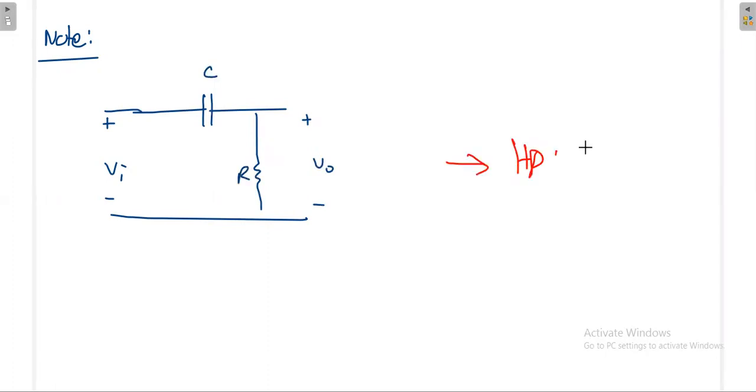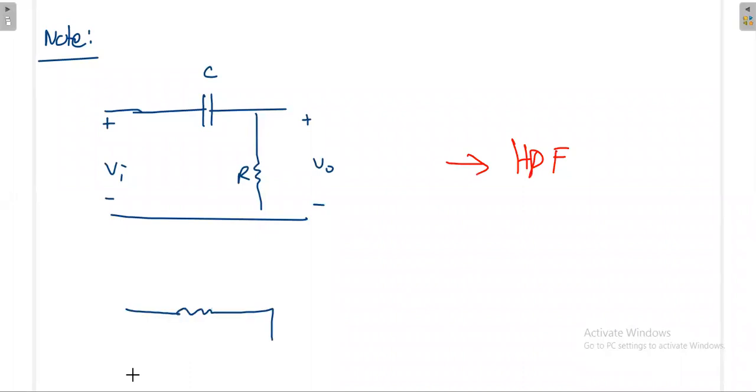High pass filter means you are giving the input here and taking the output across R. Previously you took the output across C, now you are taking the output across R, then it will act as a high pass filter. The circuit diagram may be like this also. In the exam, they may give it like this also.